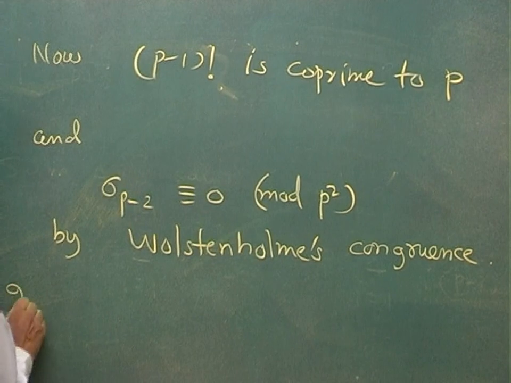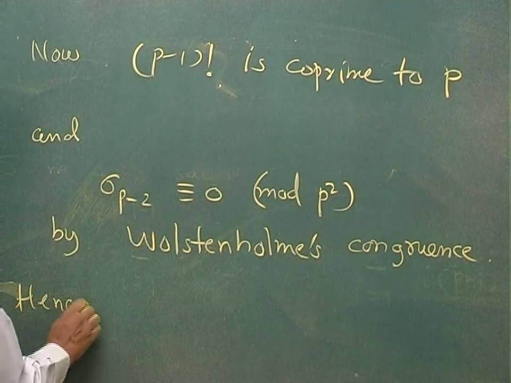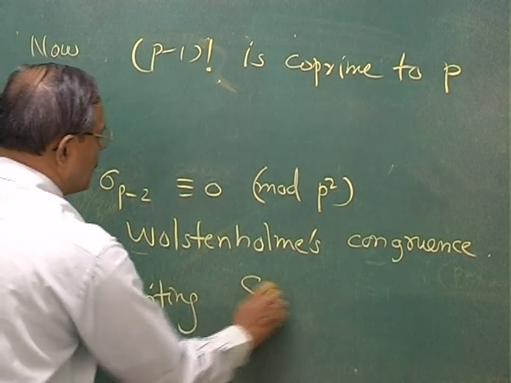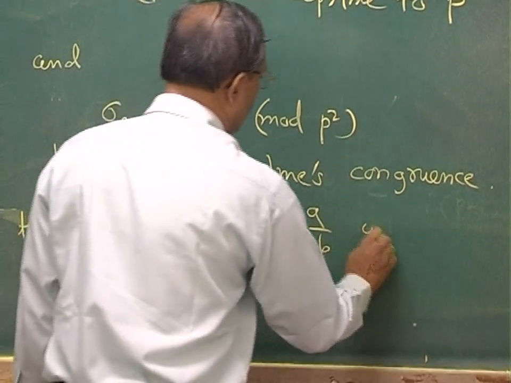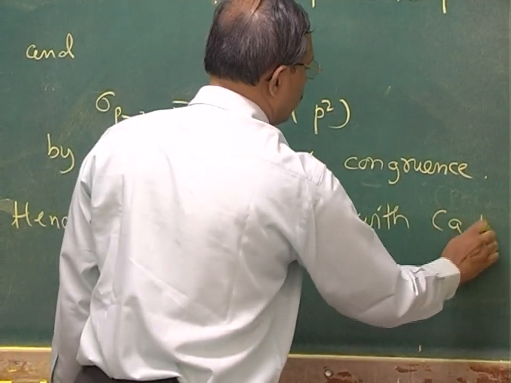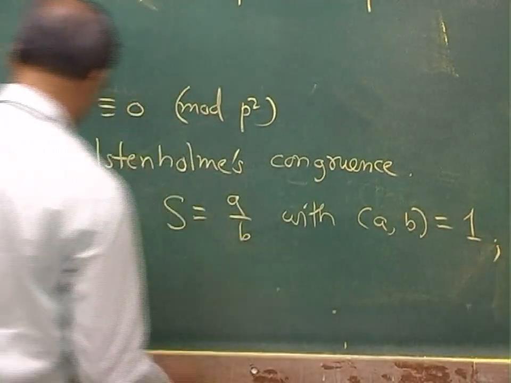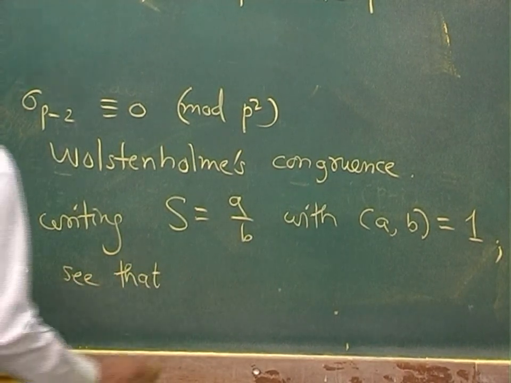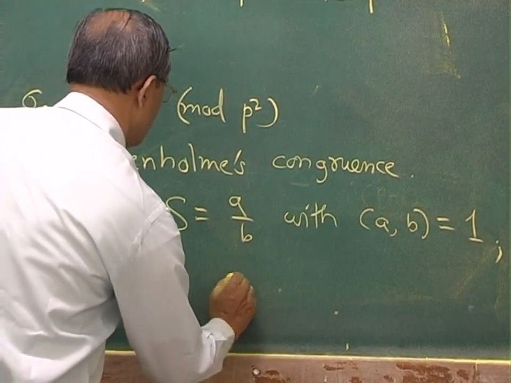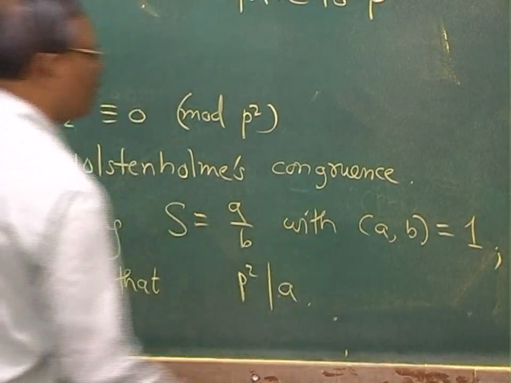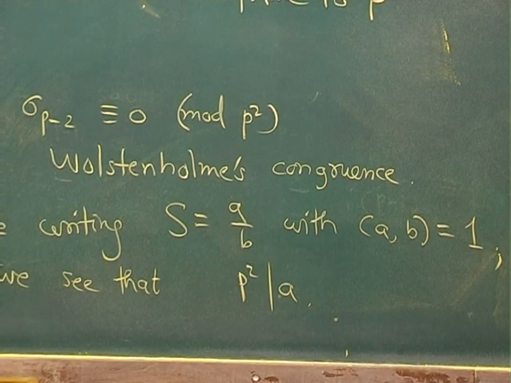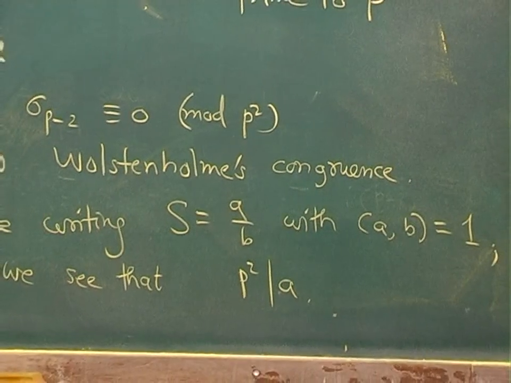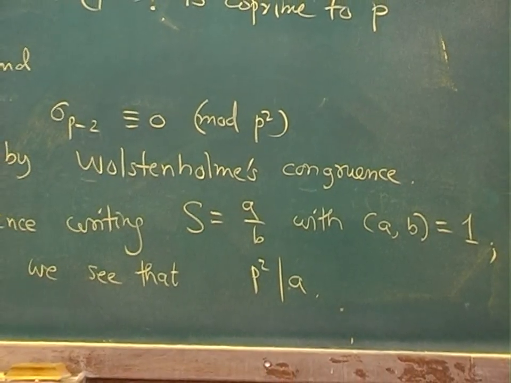Hence, writing S equal to A upon B with gcd of A and B equal to 1, we see that p square divides A. In other words, p square divides the numerator of the sum 1 upon 1 plus 1 upon 2 plus etc. plus 1 upon p minus 1.